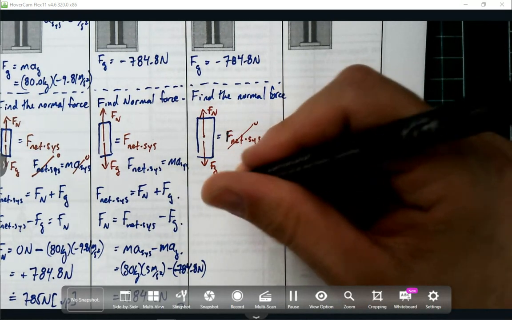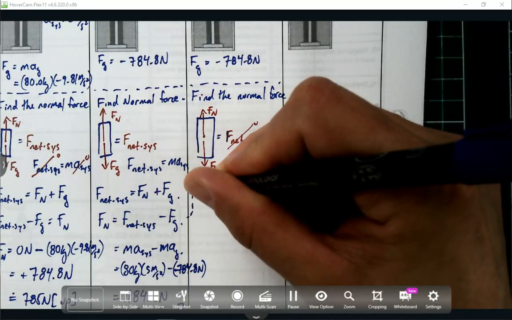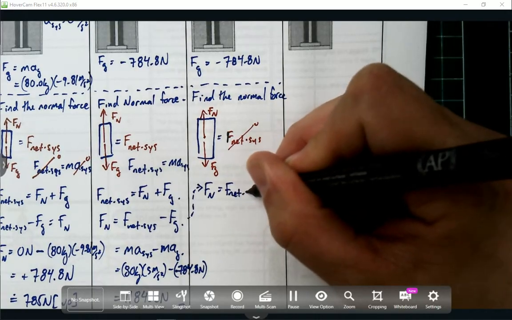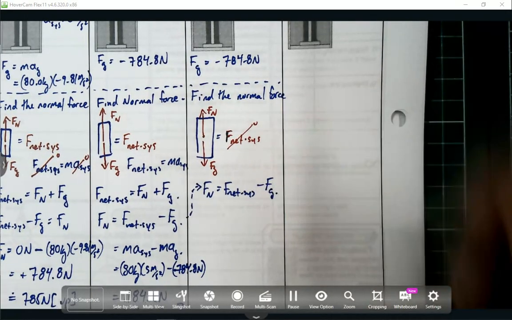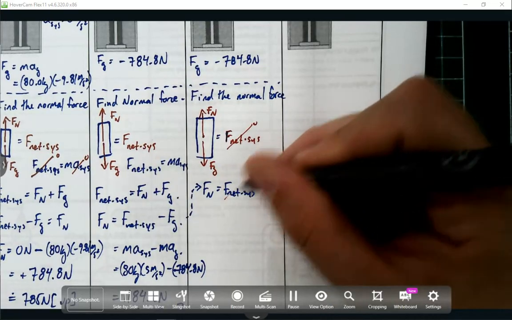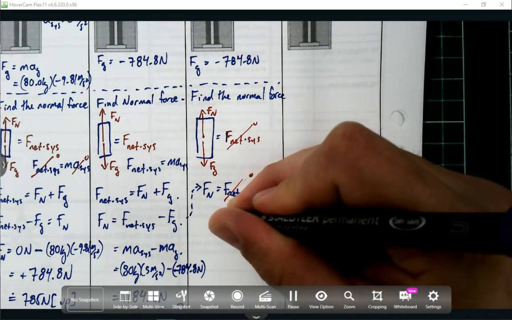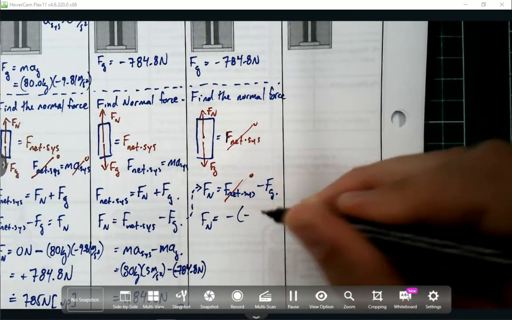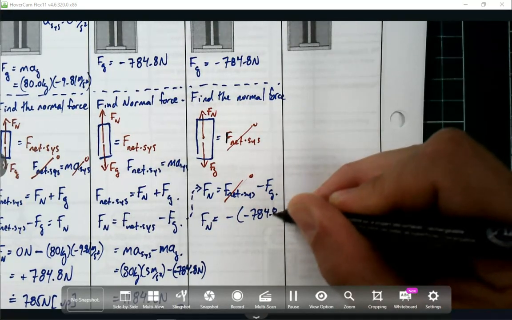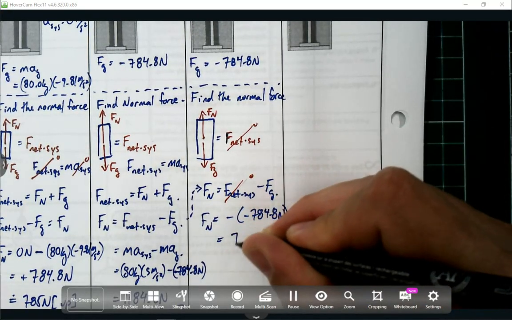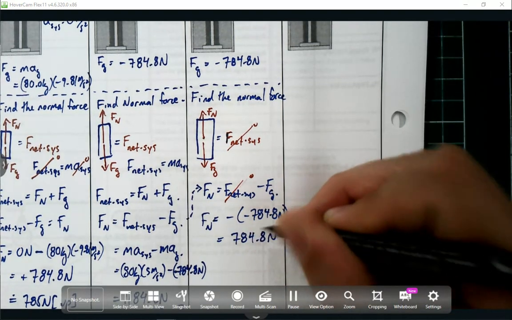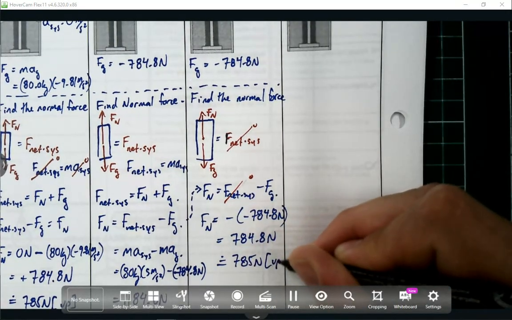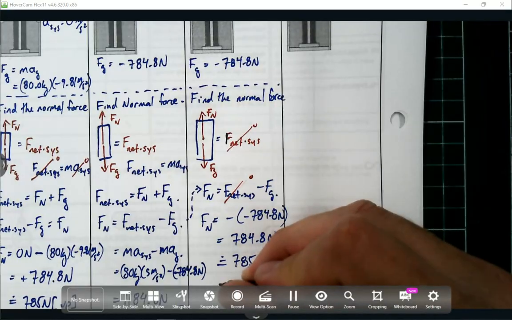And I'm going to shortcut myself a little bit, because this is getting repetitive. F normal equals F net sys minus FG. We just declared that the F net sys is equal to 0. And so F normal is going to end up being negative of negative 784.8 newtons, or 784.8 newtons, or approximately 785 newtons up. And again, we can make this claim. Inertial reference frame.